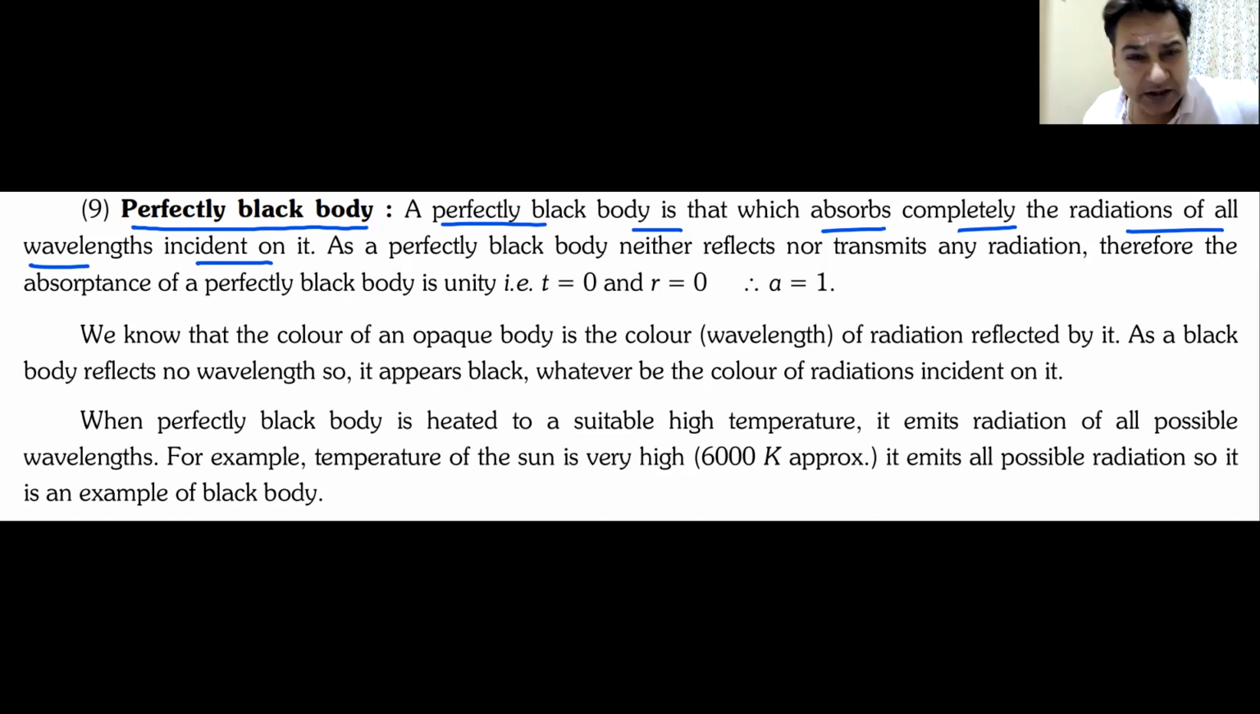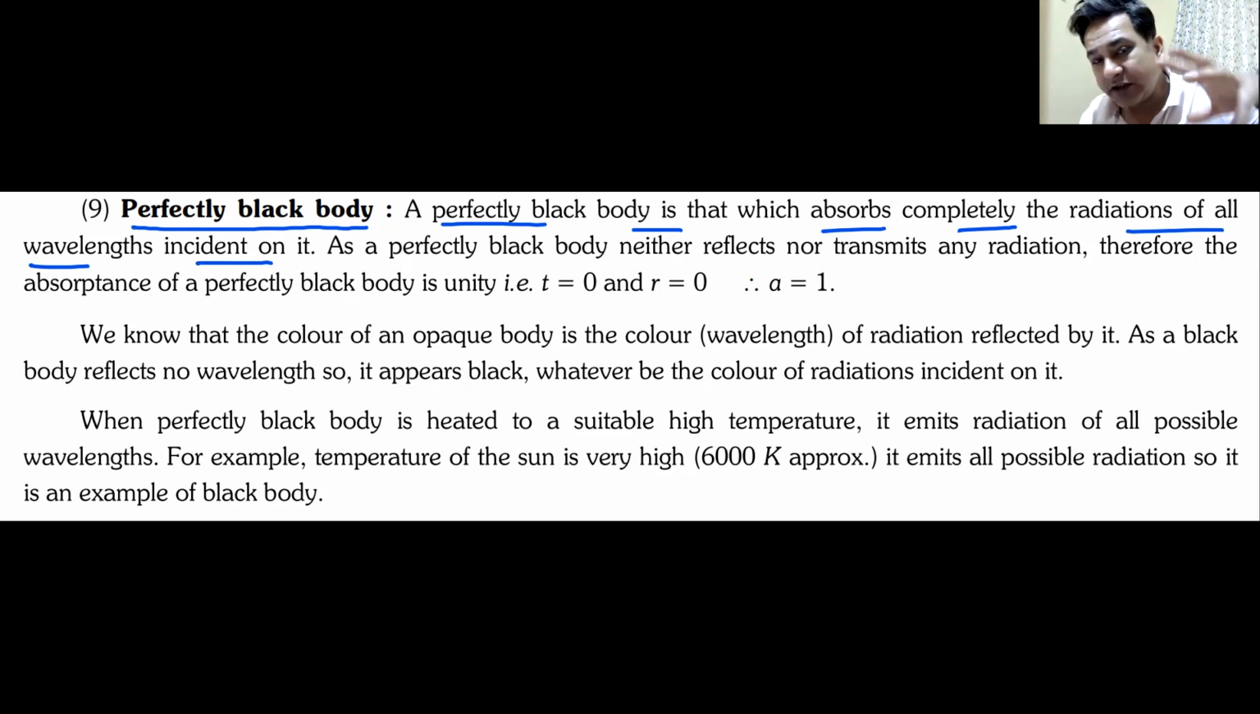Now, if you have heard about black hole, nothing escapes the black hole. Even light cannot pass through it. Even if light falls inside the black hole, it will get captured, something like that. Not exactly a black hole. Black holes are there in universes very far from us, but we can create almost a perfect black body on Earth. It's not very difficult to create it.